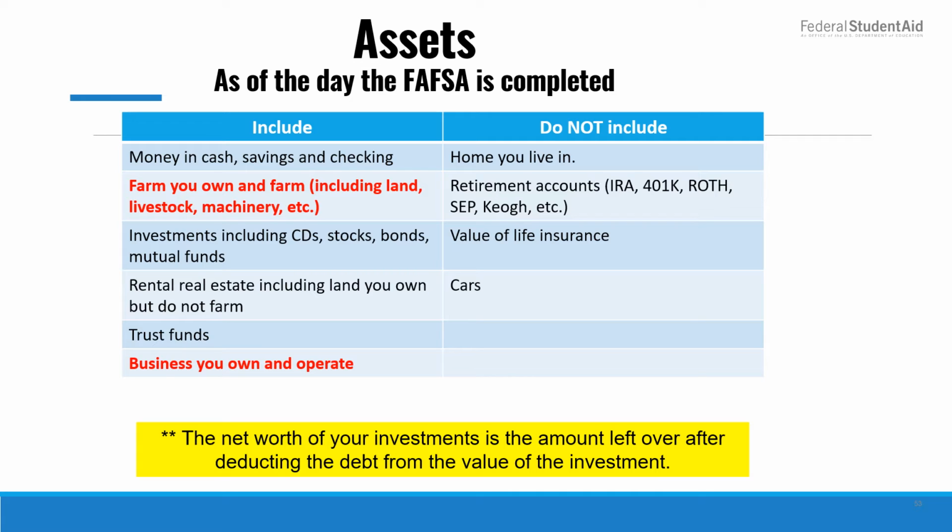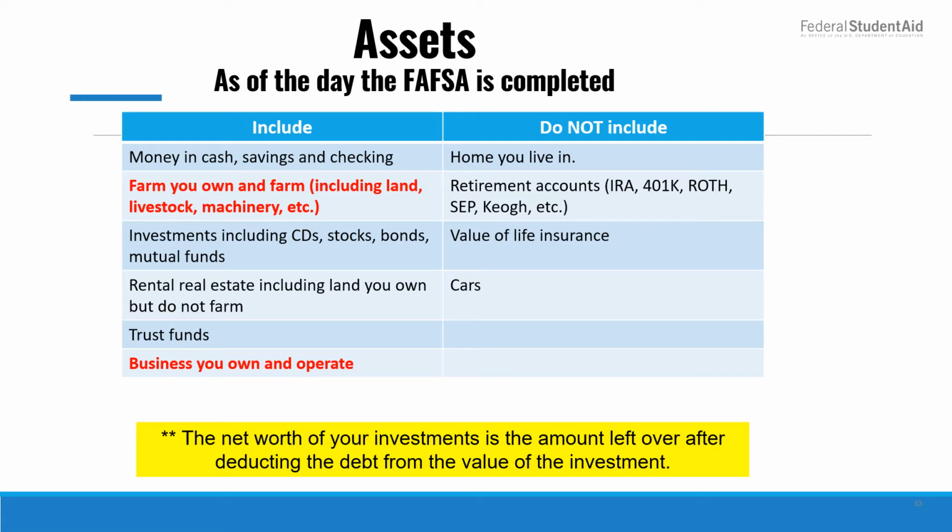And in red, you will see the farm you own and operate. This includes any land, livestock, machinery. It's in red because this is the first year that they're including the value of a farm. So any value of the farm that you own, and you farm the ground, you work the cattle, you have the hogs, that is all considered an asset now. Be sure that you take the net worth though, take that investment less any debt, and only list the net worth. Any investments including CDs, stocks, bonds, or mutual funds.